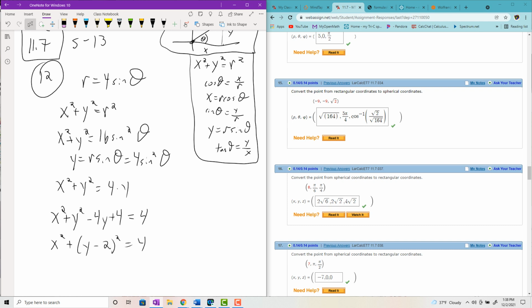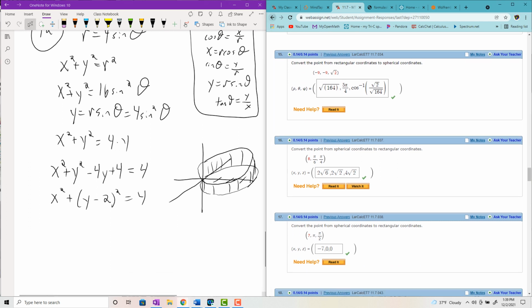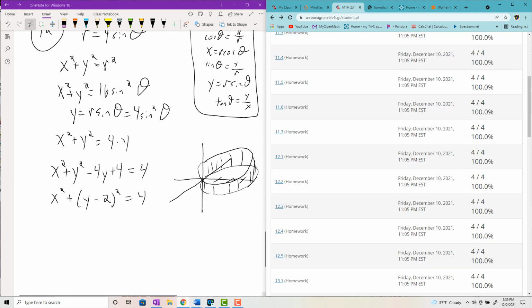So the trace of it in the xy plane is just a circle with radius 2, centered at 2 on the y-axis. Okay, so the trace in the xy plane would be like this. And then, of course, you're letting z vary, so it's going to be a cylinder of sorts. Right. All right. So that's 11.7. 11.8. Oh, there is no 11.8. If there is, I'm skipping it.